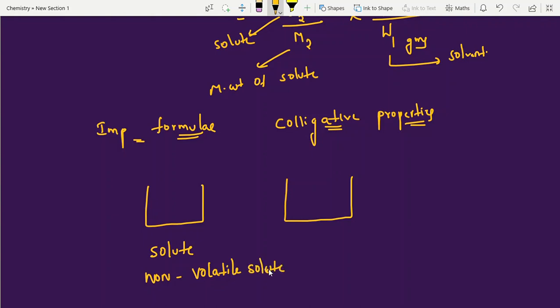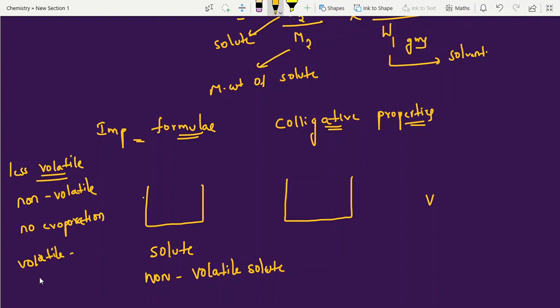It is not evaporating. Suppose you keep sugar in the morning and go to college, then check it in the evening. Can it evaporate? No. Salt, can it evaporate? No. It stays as it is. Petrol, if it is open, can evaporate. Volatility is more. Next, acetone, nail polish remover. Open the lid, definitely it escapes out. Volatility more means evaporation is more. Less volatile or non-volatile means no evaporation, negligible or very, very less. Volatile means evaporation is more. Clear?